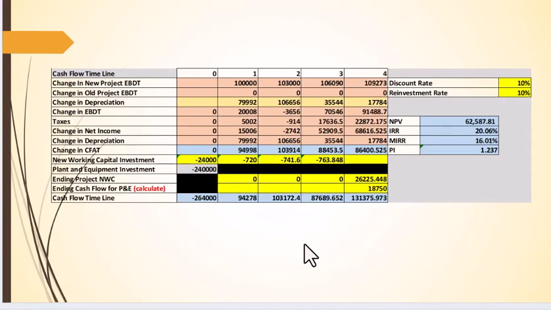When we incorporate all of this into one slide and show how it all works together, we need to determine what the discount rate is and what the reinvestment rate is for our project. Then we'll calculate our capital budgeting numbers to determine whether or not the project is viable.